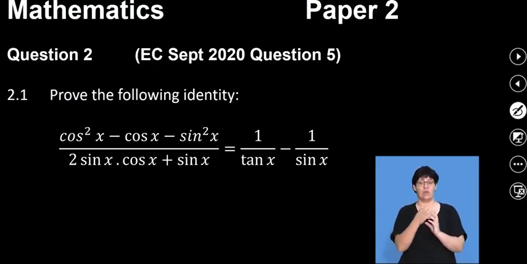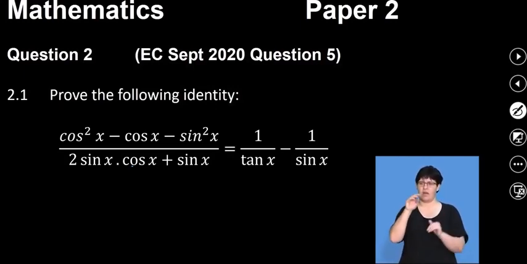So we need to prove that cos squared x minus cos x minus sine squared x, all over 2 sine x cos x plus sine x, is equal to 1 over tan x minus 1 over sine x.